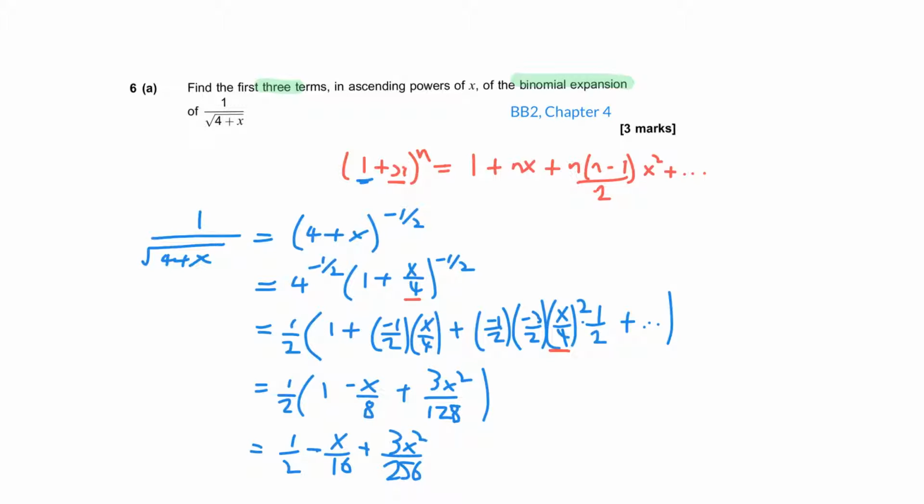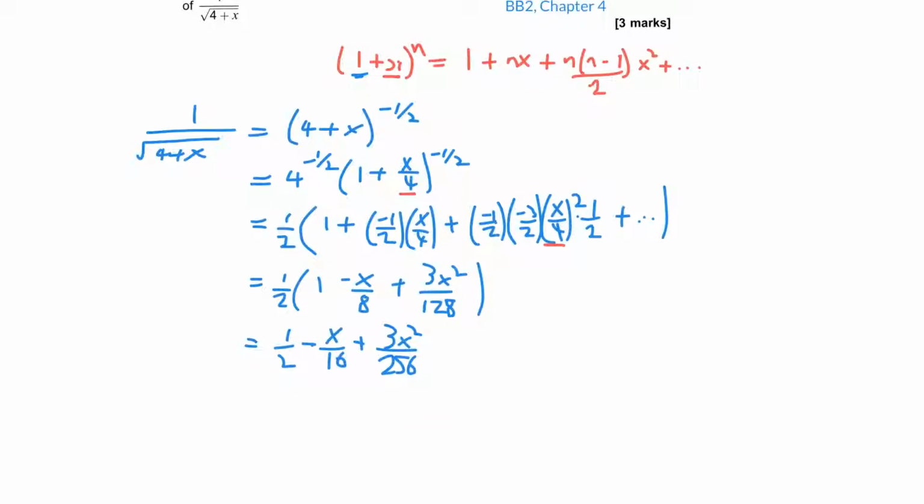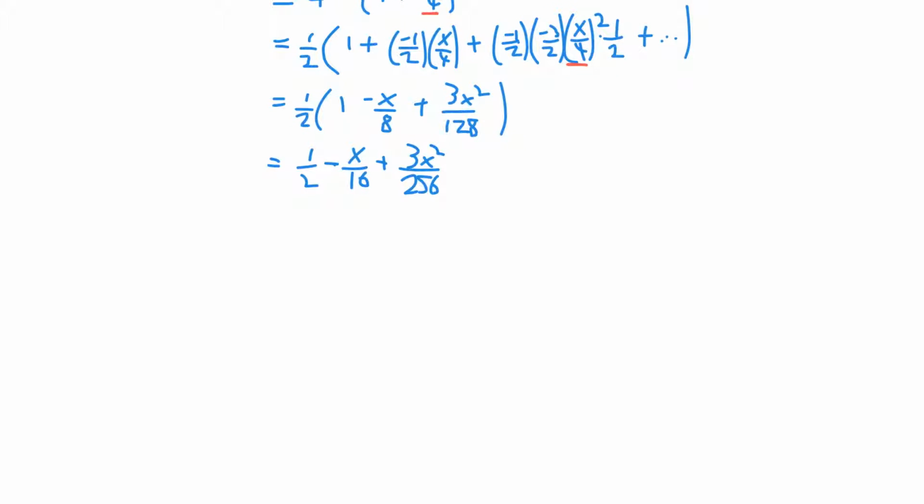Just before we move on to part B, let's actually summarise a little bit more carefully what we've achieved here. So the idea is the function on the left, the function we were given, is roughly the same as the quadratic that we've got on the right. And this approximation is valid as long as x is small, and in this case, we need the modulus of x to be smaller than 4.